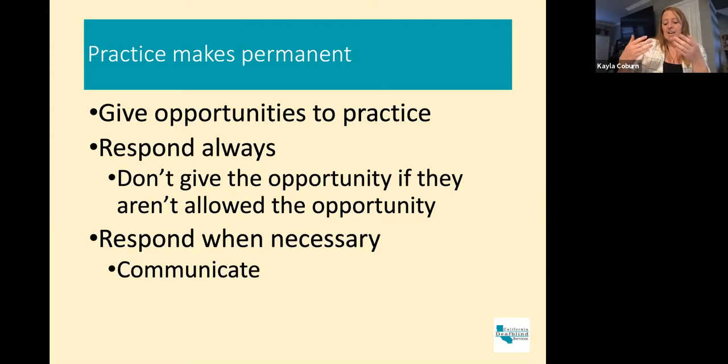And once a child really starts to see, when they sign something like more or food or bathroom and they get it, it's like a light bulb goes off in their head and they're just like, oh, if I say this, I get what I want quicker. So it's really important to make the opportunities and respond to them communicating all the time.